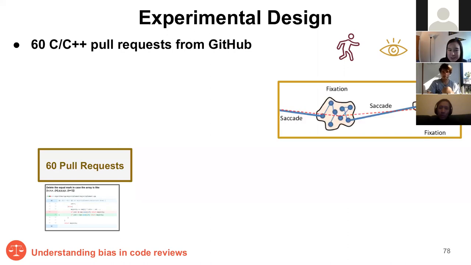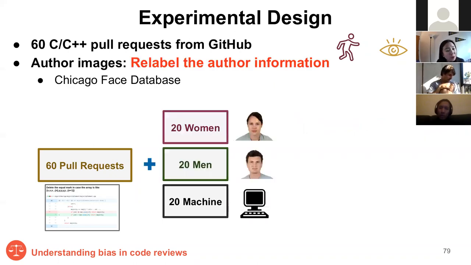It's the first time we talk about eye tracking. Eye tracking can provide us information of a visual focus, like fixation and saccade. We will mainly care about fixations, which indicate the attention of human eyes. What are you actually reading? Saccades are eye movements spatially, which are not really meaningful in our study, so we won't talk too much about it. So every pull request in the study is randomly labeled with an author, either a man, a woman, or a machine.